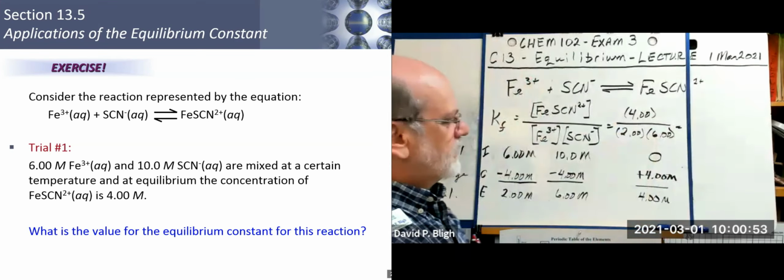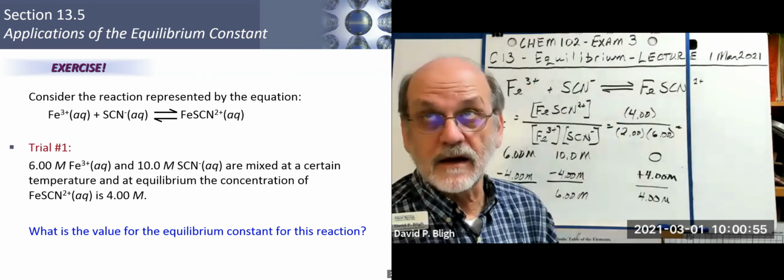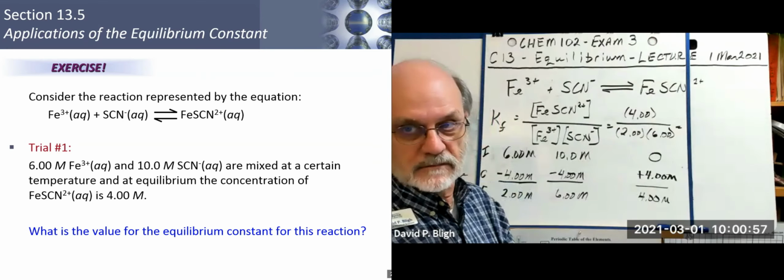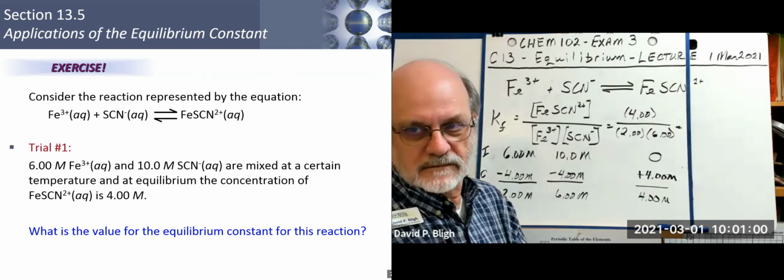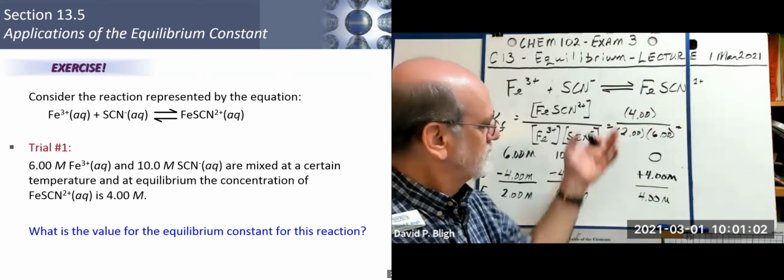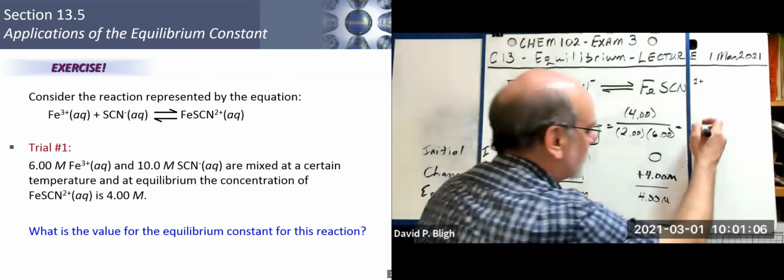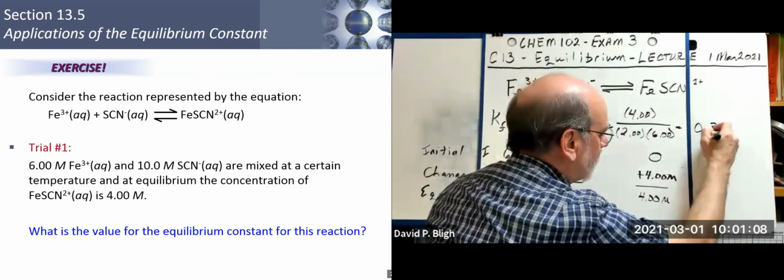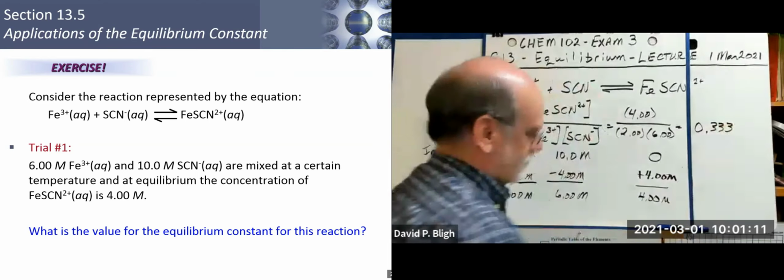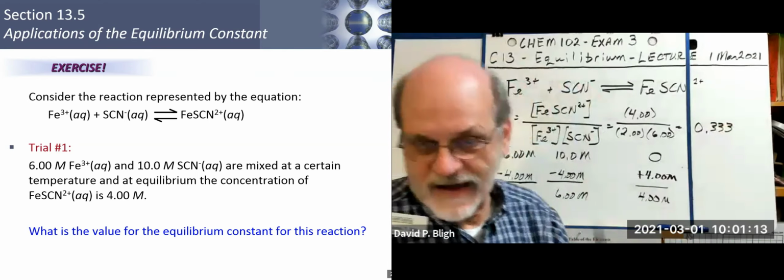Which is what? Well, 4 divided by 12 is like 1/3. Divide 4 into the whole thing. 4 divided by 12, same as 1 divided by 3. There's your K value.